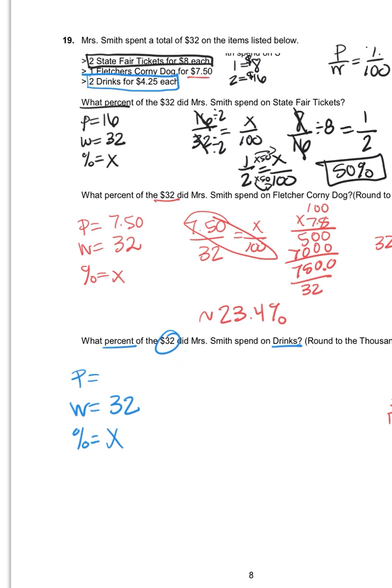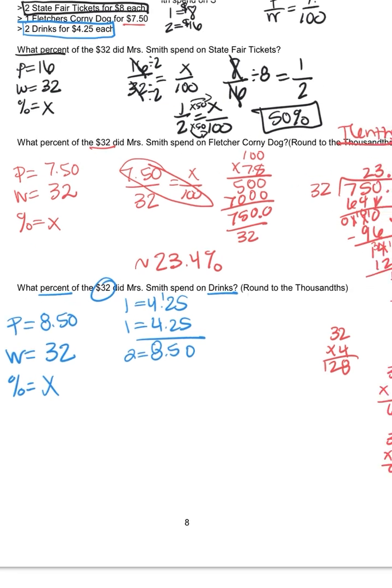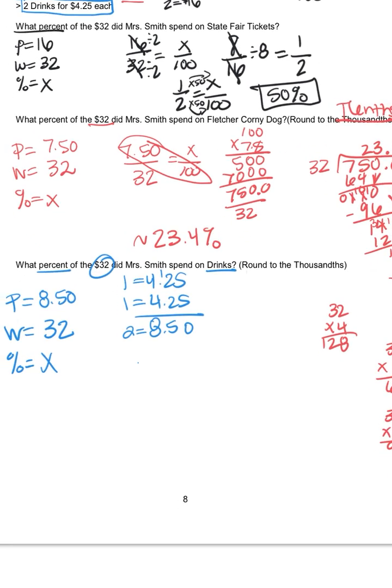So I have 2 drinks, or hang on, not 2. Let's do what we did with the 8. So I have 1 drink at $4.25, and then I have another drink at $4.25. If I add these up to give me 2 drinks, it's going to be 5 and 5 is 0, carry the 1. 2 and 2 is 4, plus 1 more is 5. Bring down the decimal. 4 and 4 is 8. So my part is $8.50. Going to write my proportion here. 8.50 over 32 is equal to x over 100.